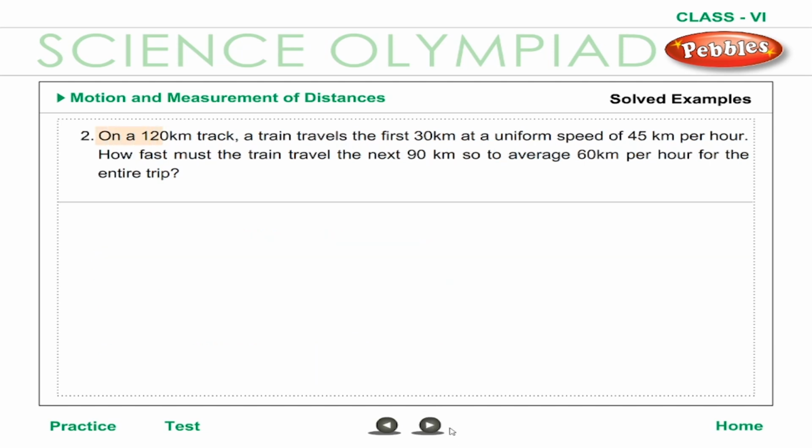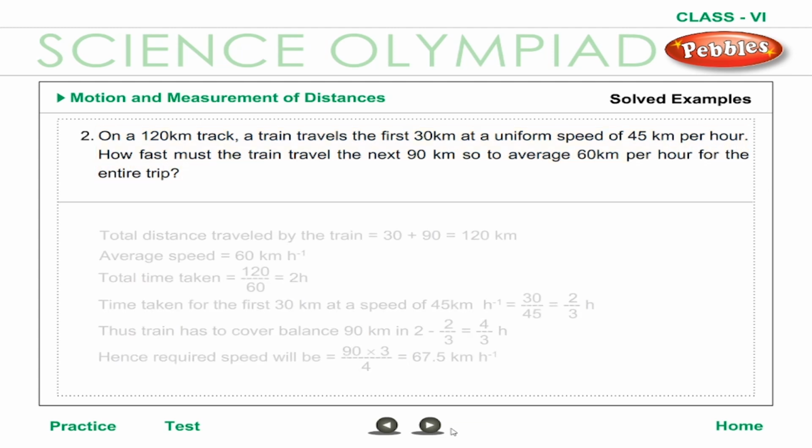On a 120 kilometer track, a train travels the first 30 kilometers at a uniform speed of 45 kilometers per hour. How fast must the train travel the next 90 kilometers so as to average 60 kilometers per hour for the entire trip?